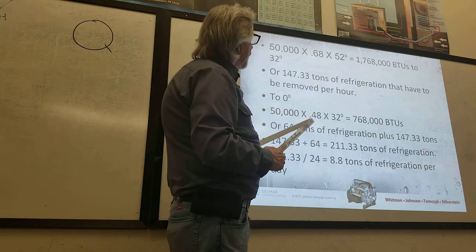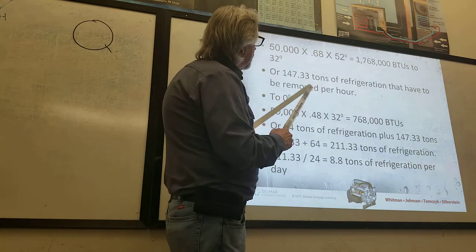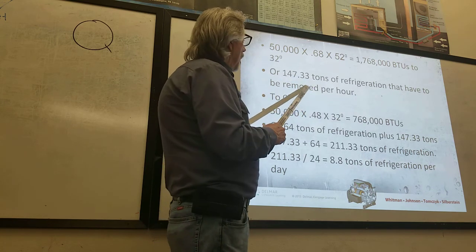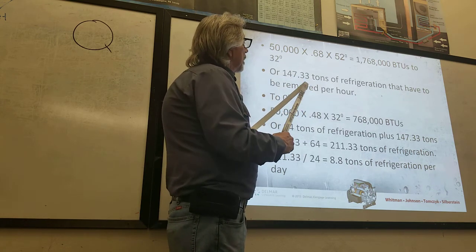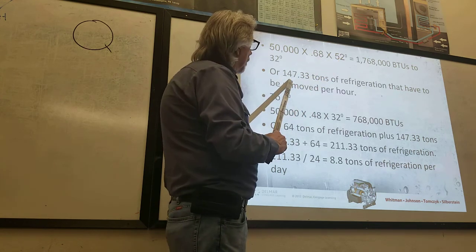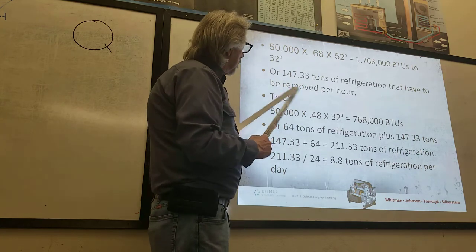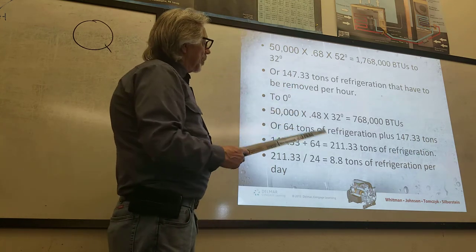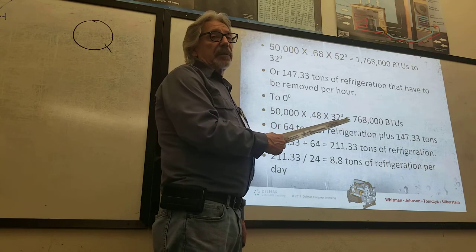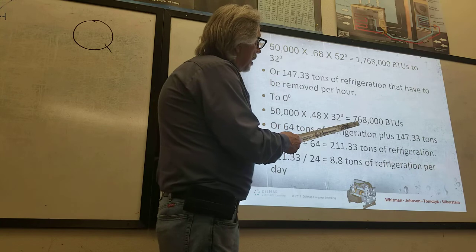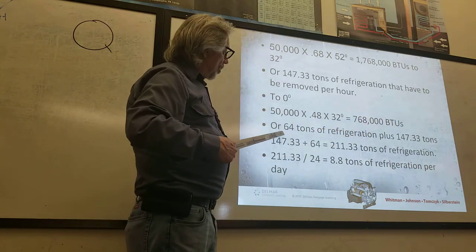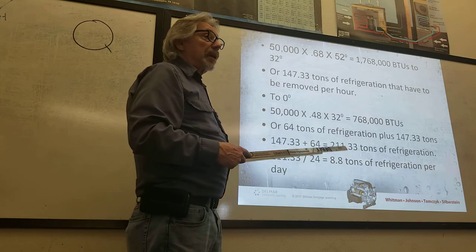So the 50,000 pounds is going to be 147 tons of refrigeration per hour. So that's what this number here is. That's because we have a different temperature, but we've got more than 113 like we did in the last one. So once we get it down below freezing, we've got this other specific heat, and we're going to take it down to zero, which is another 32 degrees, let's say. And that's how many BTUs it's going to have to be removed. So that's going to be another 64 tons.